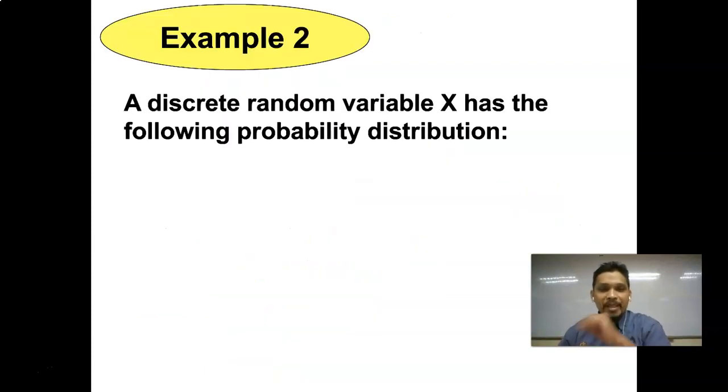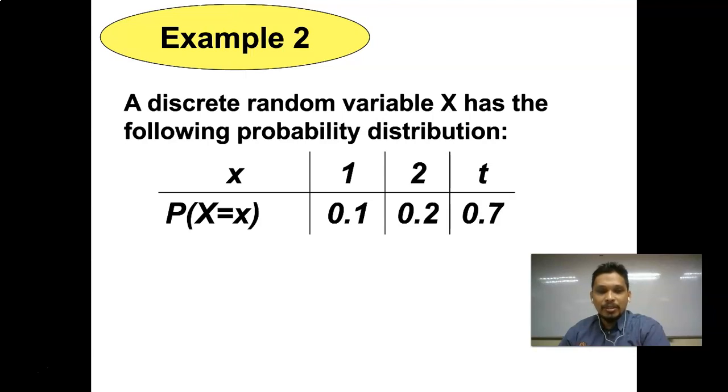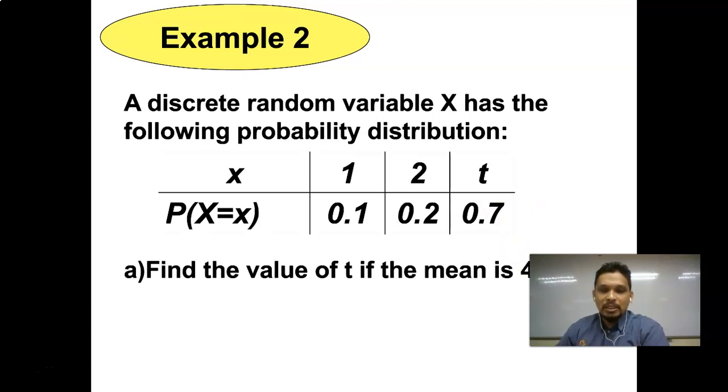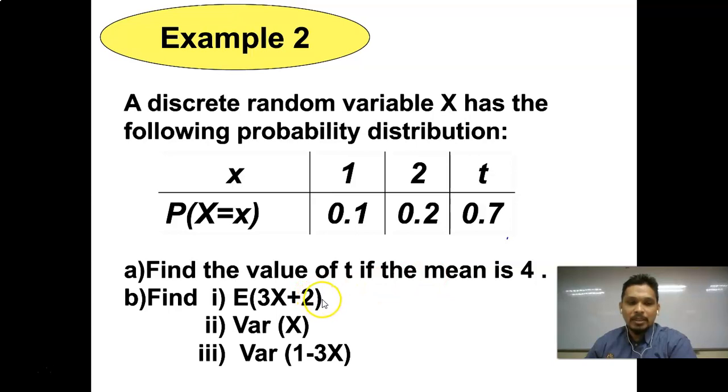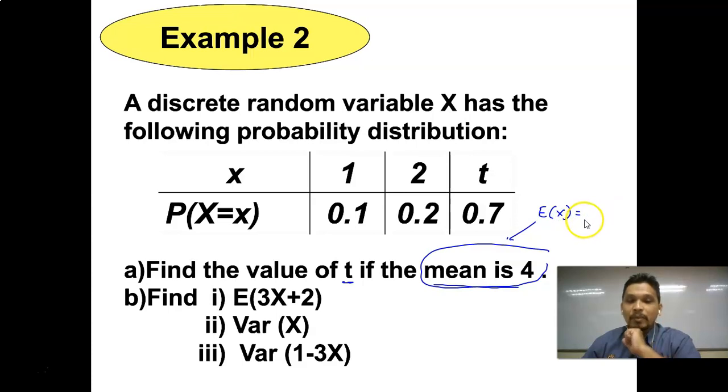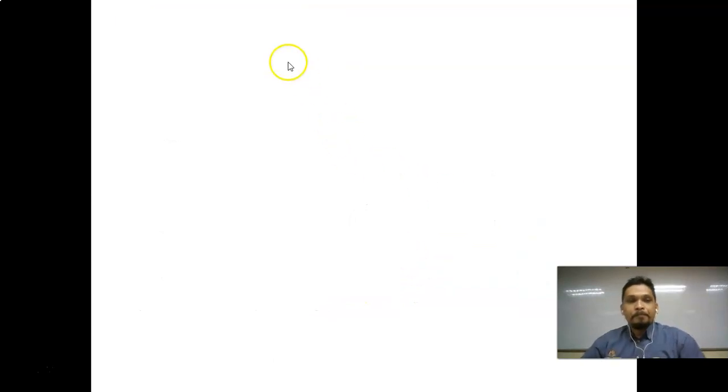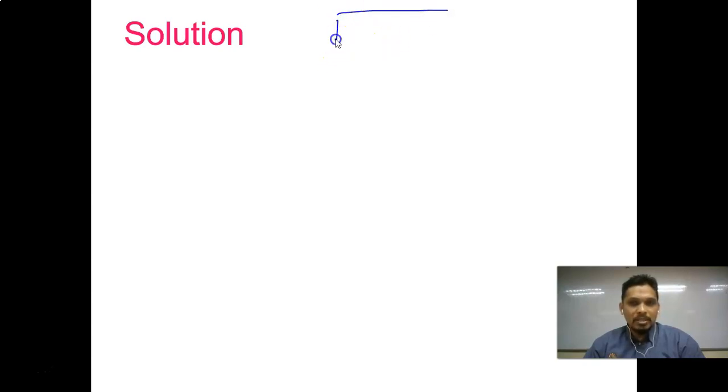Example 2. A discrete random variable x has the following probability distribution. Find the value of t if the mean equals 4, and also find the variance and this. Class, find the value of t if the mean equals 4. It already gave you the value of the mean, where mean is E(X), or the symbol mu. So E(X) or mu equal to 4 is already given here. Solution: rewrite the table as our reference.